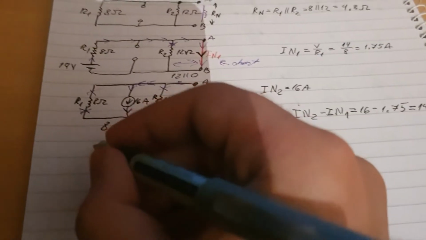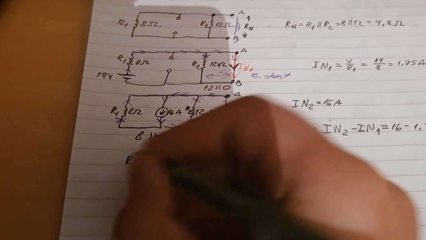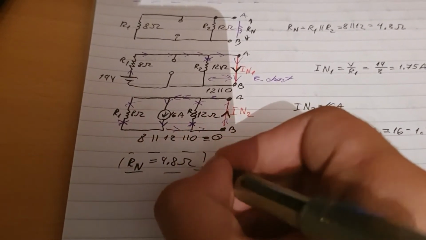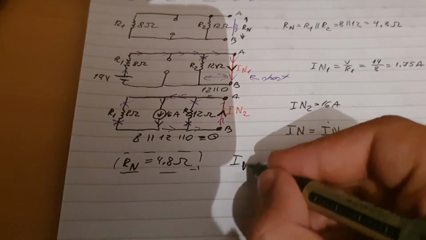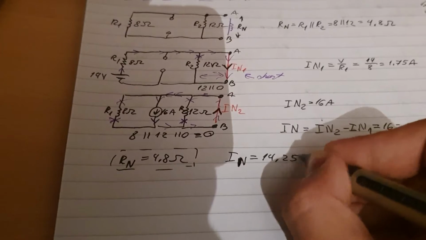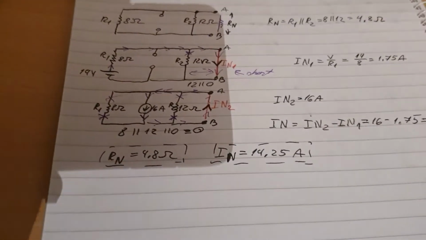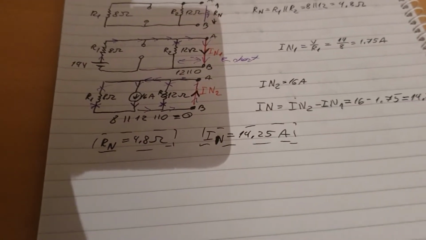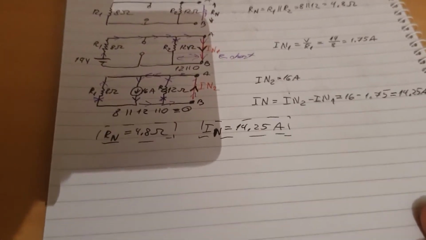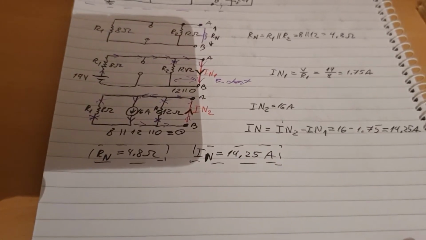So let's rewrite them here. Rn is equal to 4.8 ohms, the first important one, and IN is equal to 14.25 amps, the other important value. Okay, so far everything is good, and now that's everything really, isn't it?